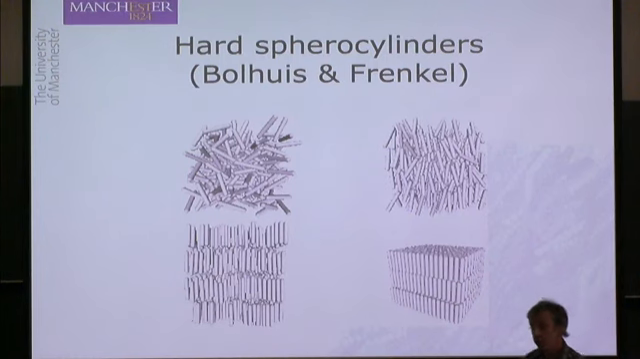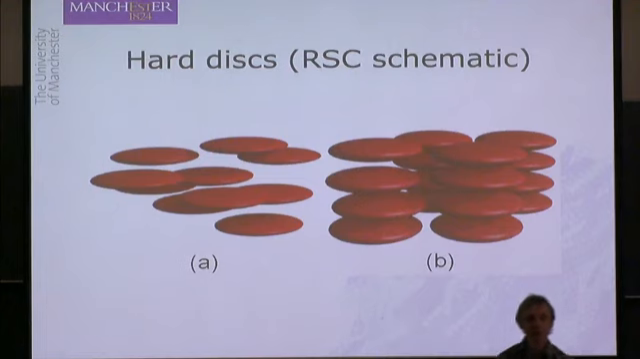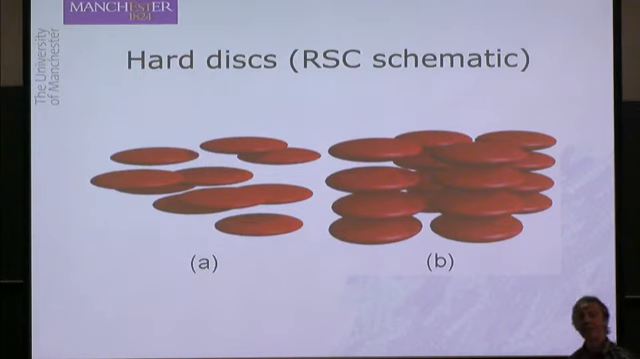To smectic to crystal. This next one is stolen from the Royal Society of Chemistry, and it just shows disks going into columns rather schematically for a kind of typical disk-like thing.